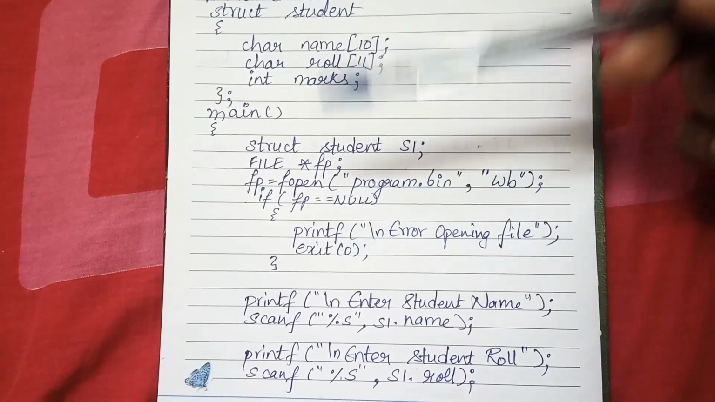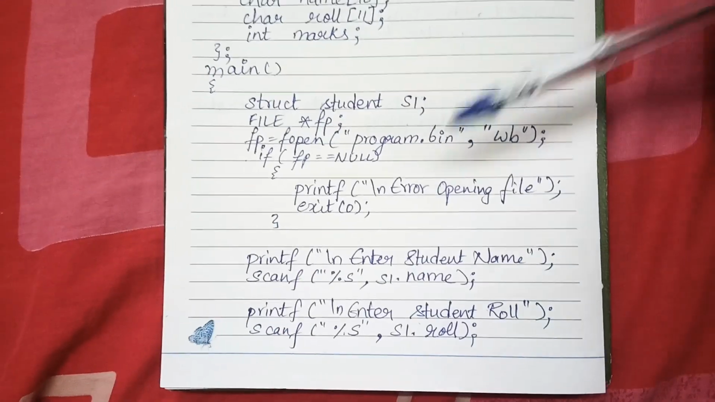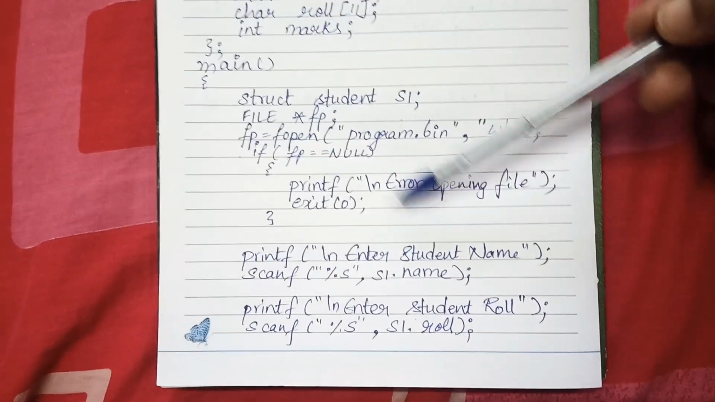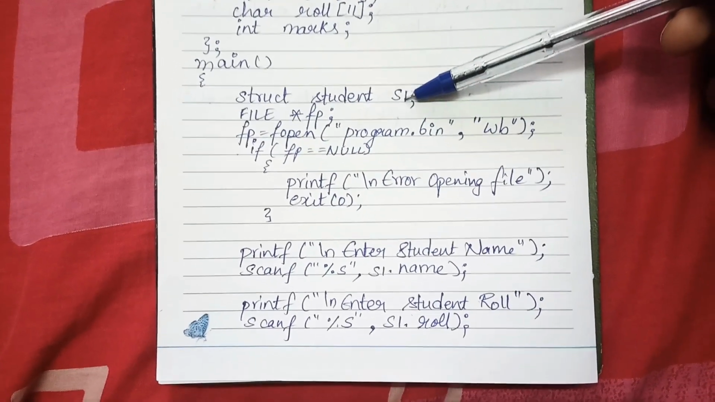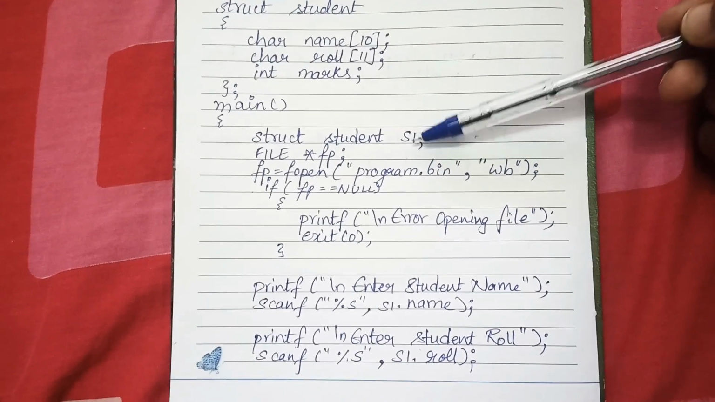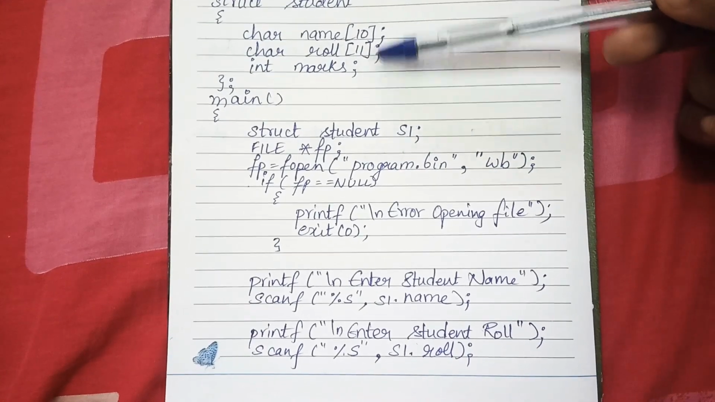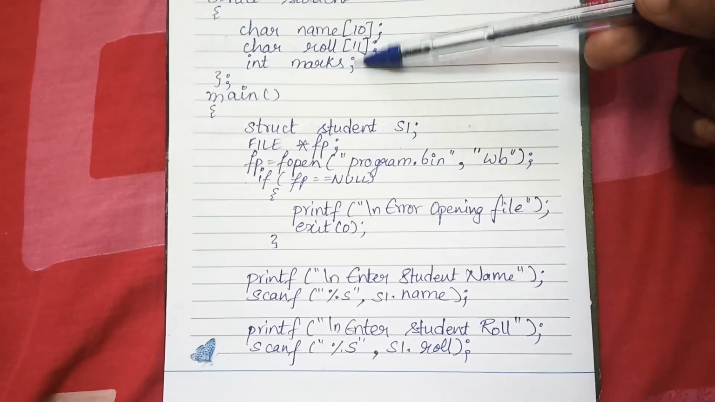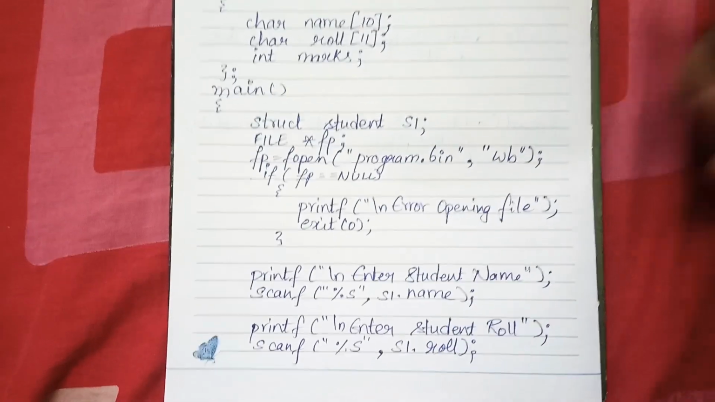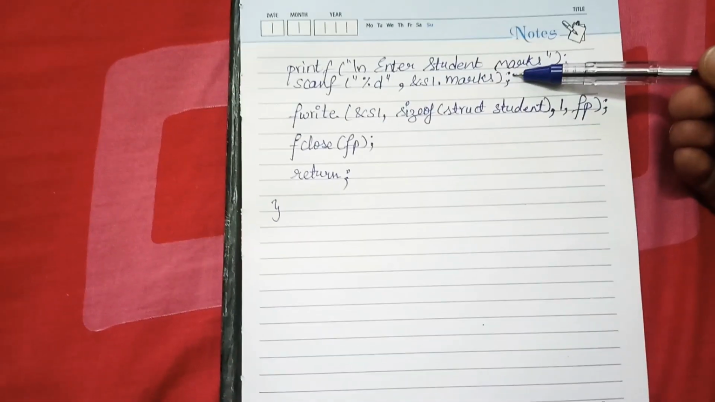First of all, I have to enter some data into the structure, using your previous knowledge. What is your previous knowledge? Enter student name. Now s1 is the structure variable. So how should I get the name of student? s1.name. How to get the roll number? s1.roll. How to get marks? s1.marks. In that same manner, I am reading the student name, roll number and marks in these three scanf statements.